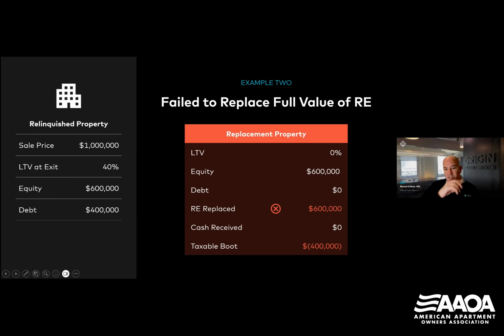Same example on the left-hand side, but let's say, I'm done with debt. So I'm paying off this $400,000 note. I've got $600,000 in my pocket. I know I have to replace all of this cash, so I'm just going to go out and buy a $600,000 property. Of course, because you didn't get a loan and you didn't replace the full value of real estate, this is taxable as mortgage boot, forgiveness of debt. Even though you rolled over all of your cash, this would be taxable to you as well.